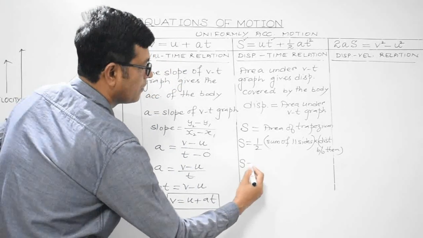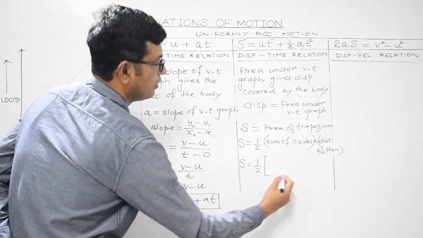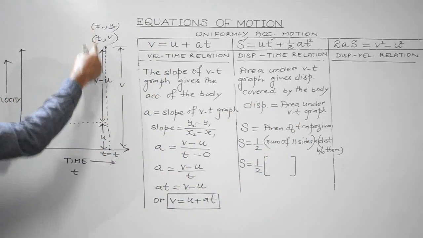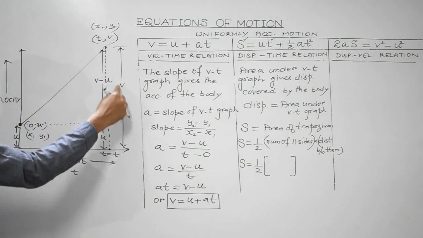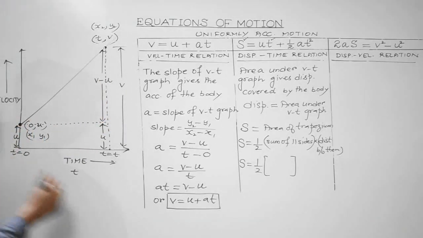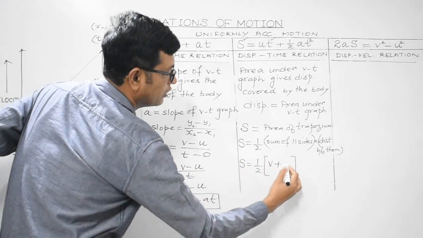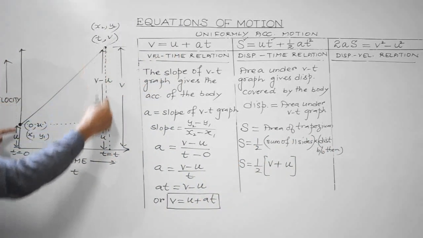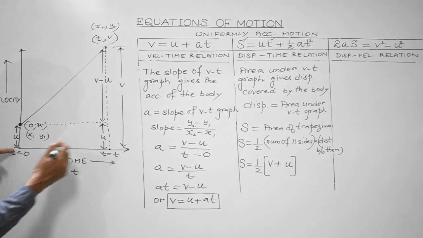So let's do it. S is equal to half sum of the parallel sides. Look, these are the two parallel sides. This side is of dimension v, this side is of dimension u. So sum of the parallel sides will be v plus u. And distance between them is t. This is the perpendicular distance between them. From here to here, it's t.